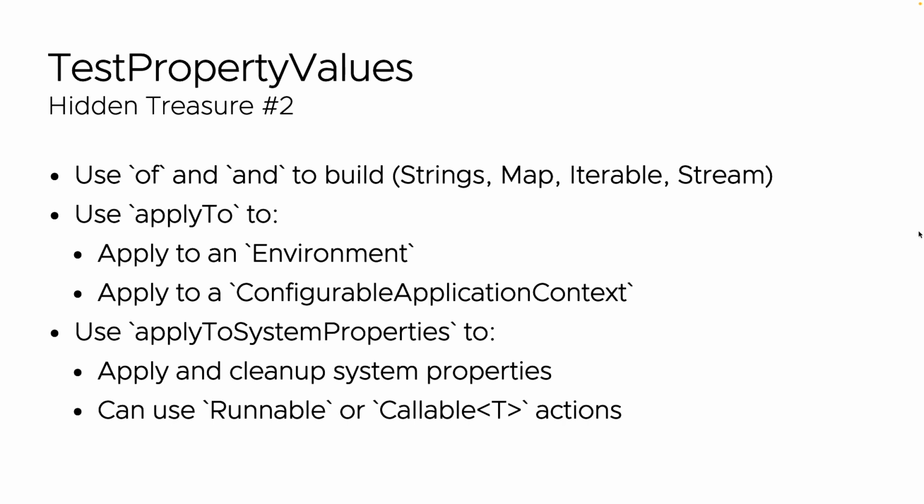example, a Spring environment, or an application context, or you can use the applyToSystemProperties method to apply them to your actual system properties. And again, it takes care of the cleanup so that you don't have to worry about doing that. You can call callable or runnable actions, and if you do a callable, it will return the result for you as well.